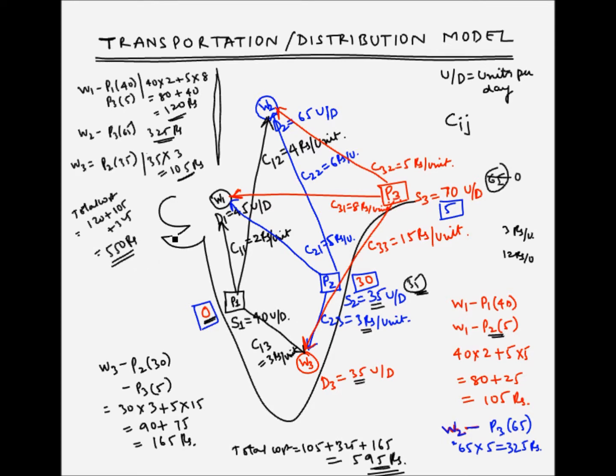And this cost we have saved by looking at the holistic view for all the warehouses and all the plants, instead of looking at a one by one demand, cost and supply. I'm not saying that this is the optimal solution for this problem, but what I wanted to show is that if we take a holistic view, then we may get a better solution. And that is what is done using the transportation or distribution model.